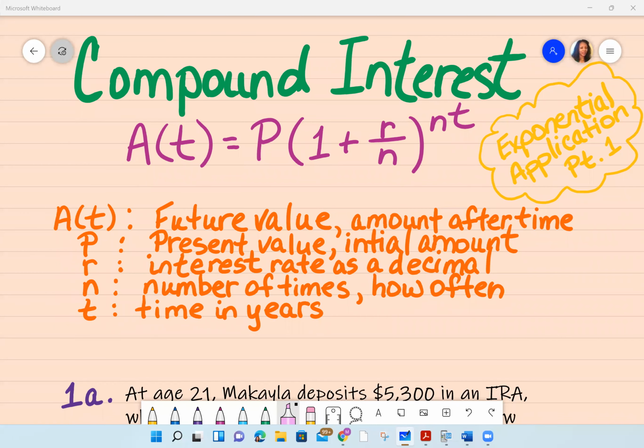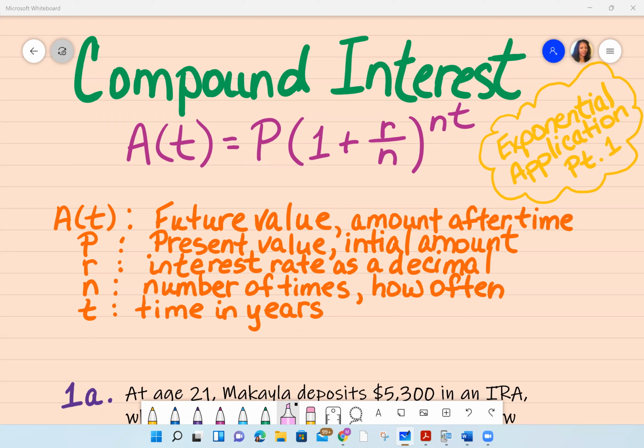Today's video will be the start of the Exponential Applications series. I'm going to focus on compound interest, which has the formula A of t equals P times the quantity of 1 plus R over N, all raised to the NT power.